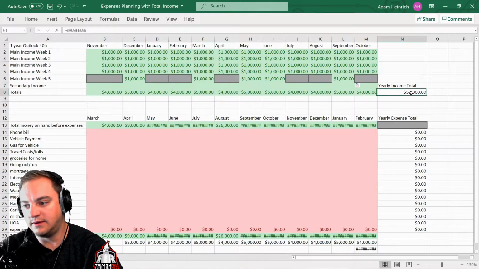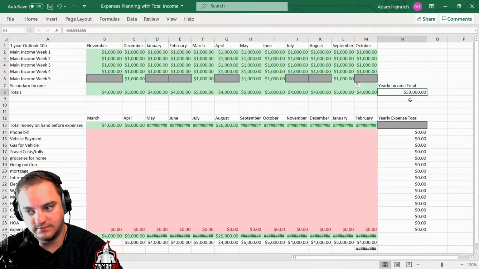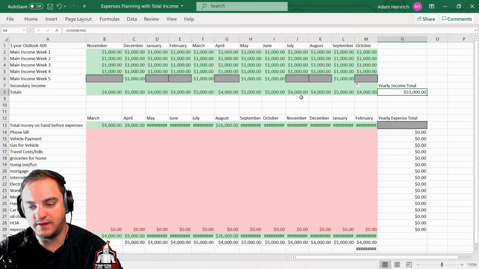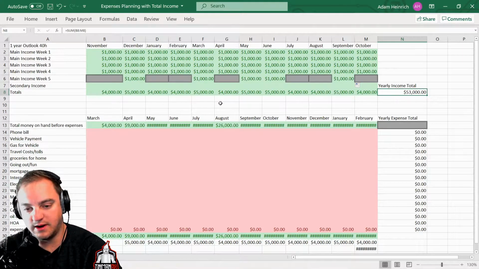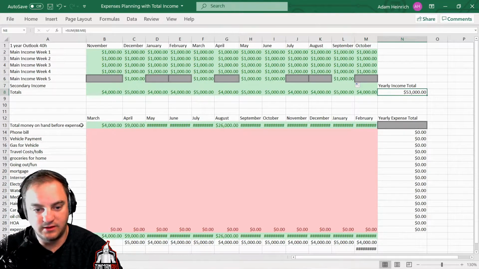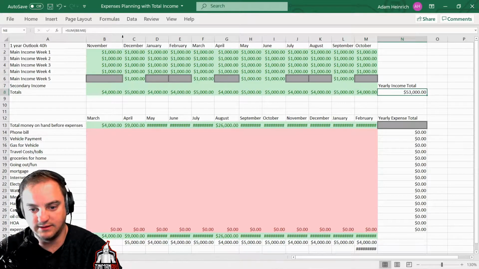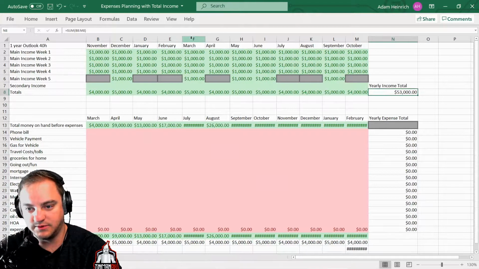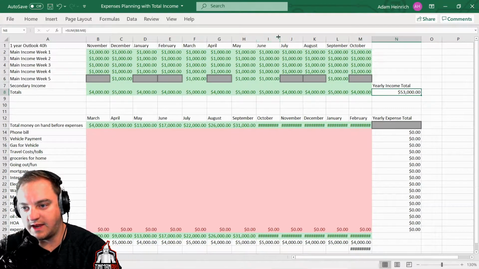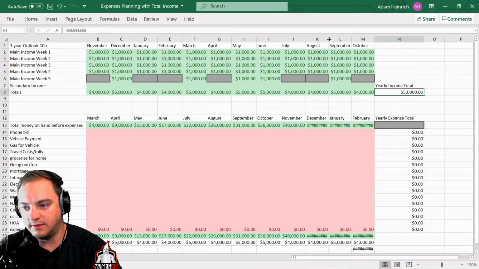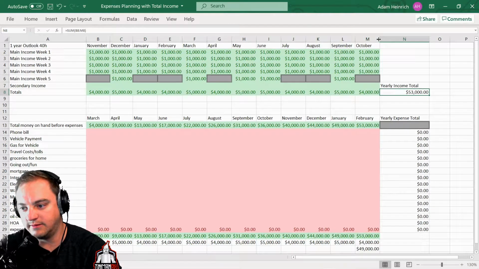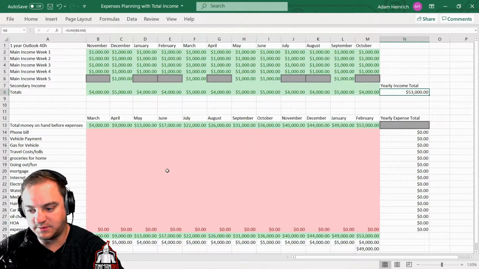And as you can see, with no expenses taken out, yearly income total is $53,000. Okay? That's pretty typical. I think that's right in the average range for Americans right now. Okay, and then right away, total money on hand before expenses. This goes for every month. Right now, it's got the hashtag symbols because the column's not big enough. So if that happens to you, just resize all your columns or whatever column it's doing that on. Okay, so without any expenses, this is where you'll end up right here.